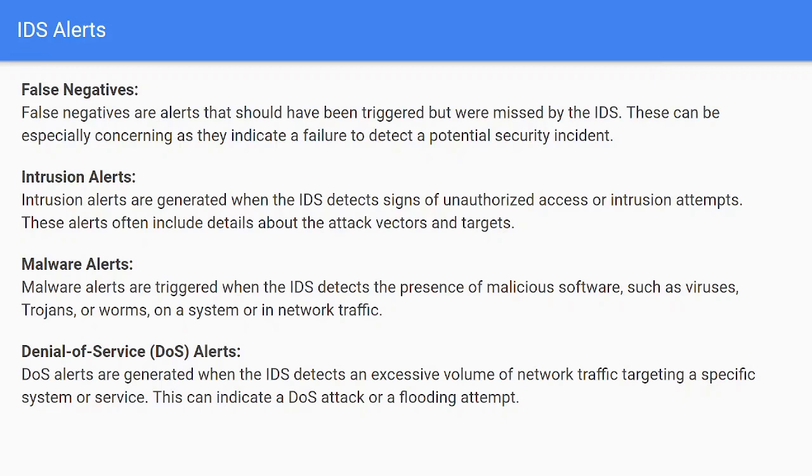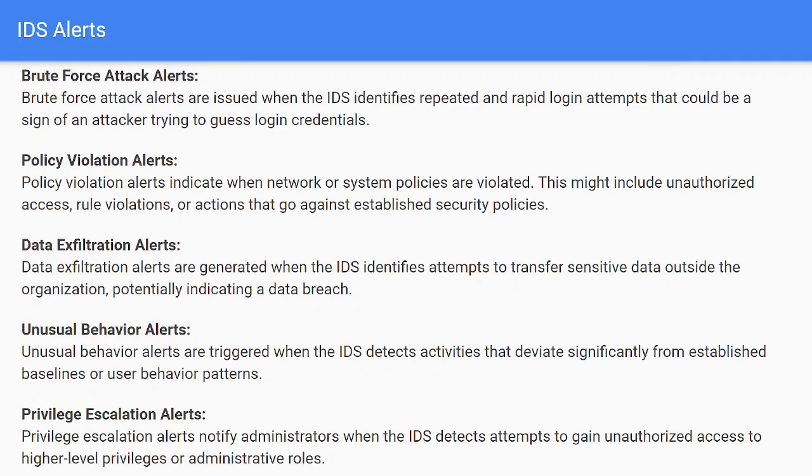A denial of service alert is generated when the IDS is able to detect a DoS or DDoS attack, an extremely high volume of network traffic targeting a particular system or a particular service. So that is a DoS alert. Then we have brute force alert. A brute force alert occurs when the IDS detects repeated attempts to log in. So when it detects brute force activities, that is called a brute force alert.